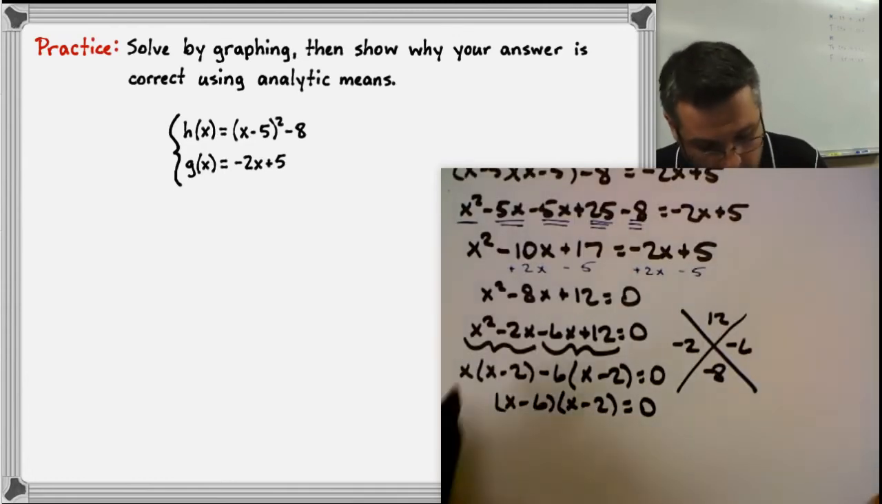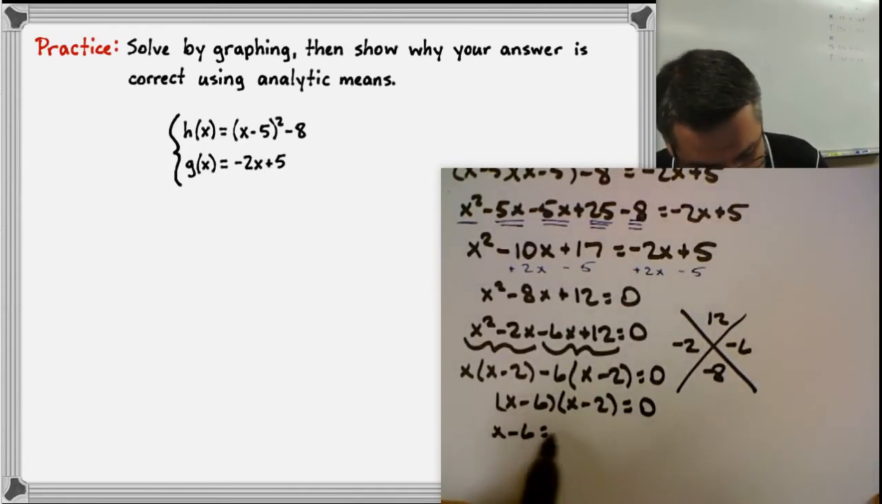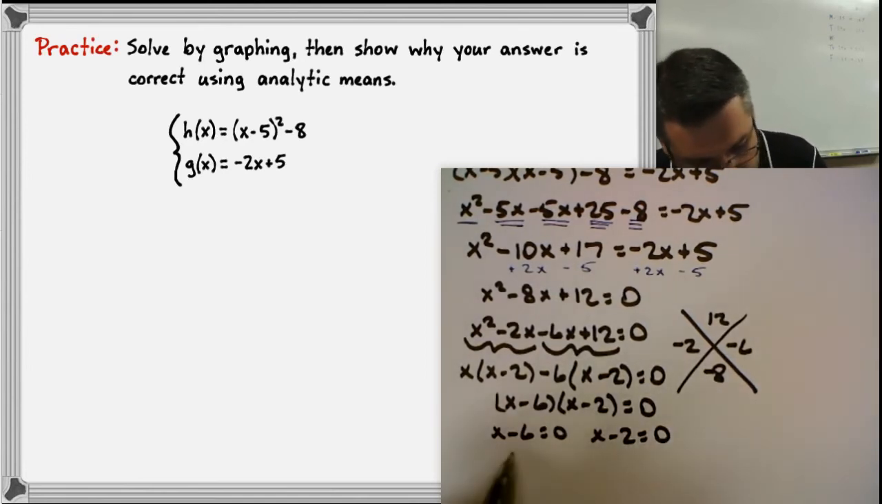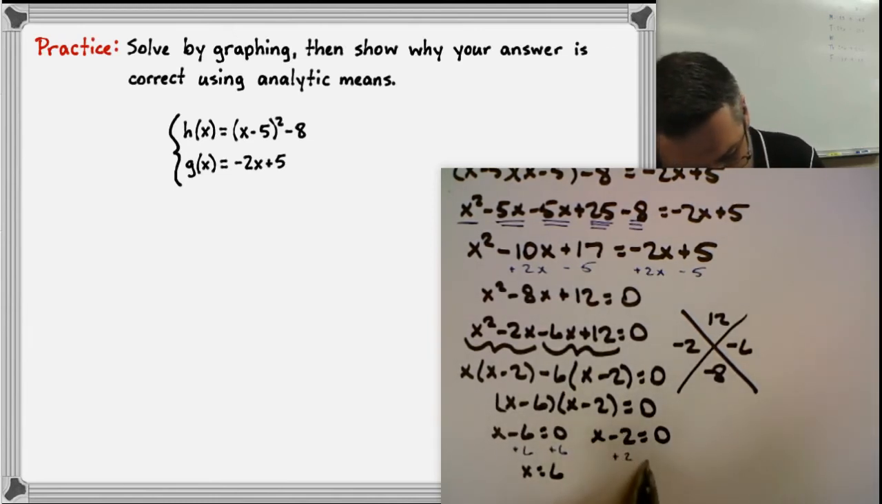Now we'll apply the zero product property. So we say x minus 6 equals 0 and x minus 2 equals 0. And we'll solve each of those equations. So we'll add 6 to both sides. We end up with x equals 6. Here we'll add 2 to both sides. We end up with x equals 2.